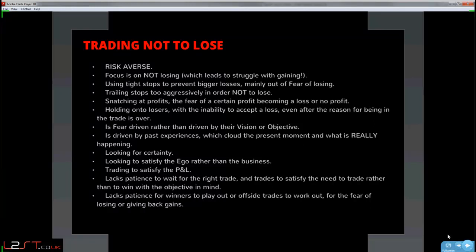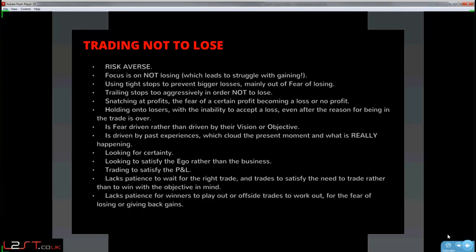Looking for certainty, like I've established. Okay, they're always looking for that certainty, looking to satisfy the ego rather than the business. Okay, so they are scared that they may have a loss, and that may affect how they feel about themselves. So rather than satisfy the actual business objectives, which is probably to take that risk and actually embrace it, they will be willing to just get out of that trade, let go of it prematurely, or tighten their stops too aggressively, etc. Trading to satisfy the P&L rather than trading to trade well.